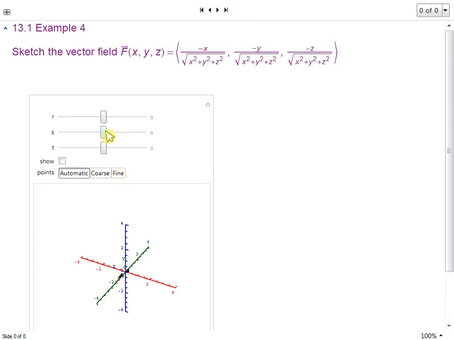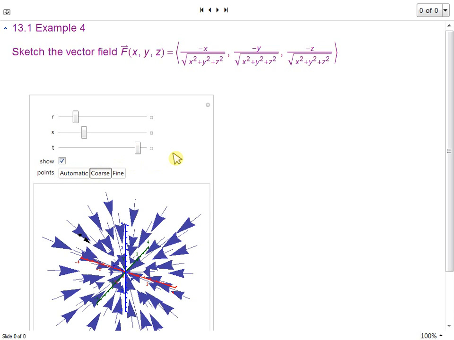Look at this vector field. Here's the definition. Negative x over this, negative y over this, negative z over this. And I'm going to move it around, and I want you to take a look at the vector. Tell me if you notice anything. It always looks like it's pointed towards the origin, right? In fact, if I bring in the actual vector field, everything wants to go to the origin, right?